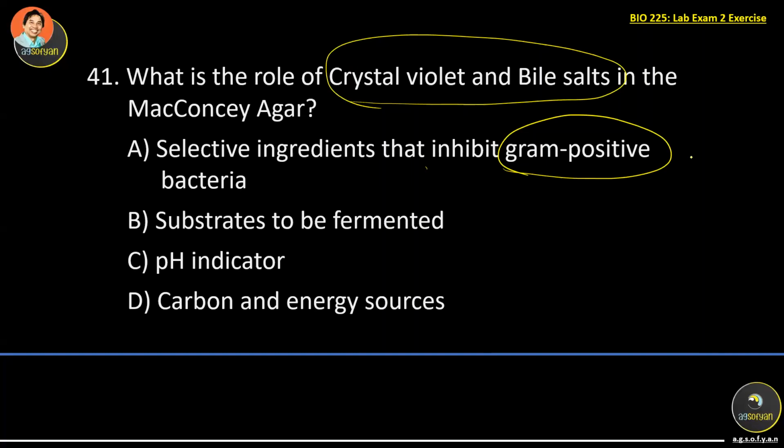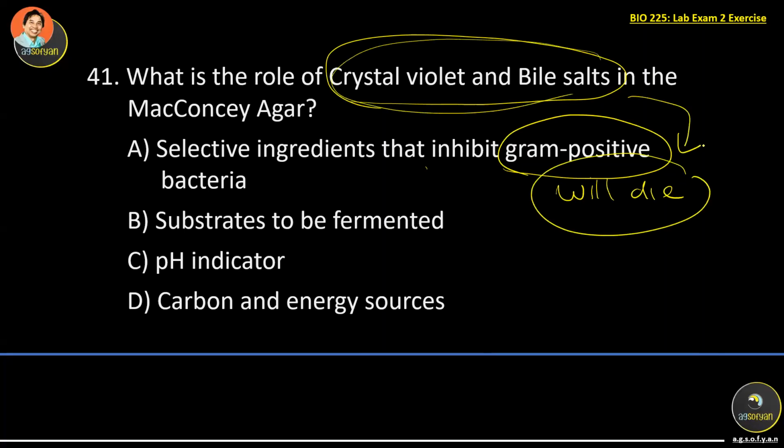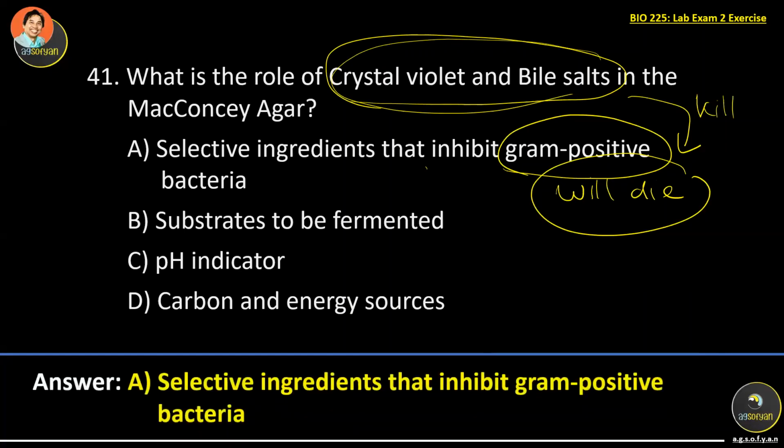Gram positive bacteria will die with this crystal violet and the bile salt. So the crystal violet and bile salt will kill gram positive bacteria. It makes the media selective because it selects the type of bacteria that will grow on the media, which is only gram negative bacteria.